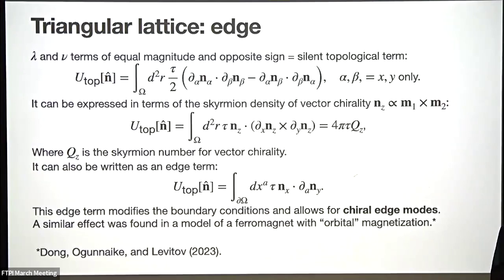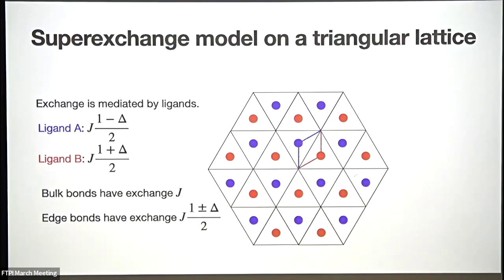And we came up with a superexchange model which contains only Heisenberg interactions, no Dzyaloshinskii-Moriya, but it does have chiral spin wave edge modes. So the model is as follows. You have a triangular lattice, but the exchange is not direct exchange between the sites of the triangular lattice. It's mediated by some ligands that live in the middle of the triangles. Now let's assume these ligands have different abilities to mediate exchange, and the blue ones have a lower exchange mediating ability. The red ones have a higher one.